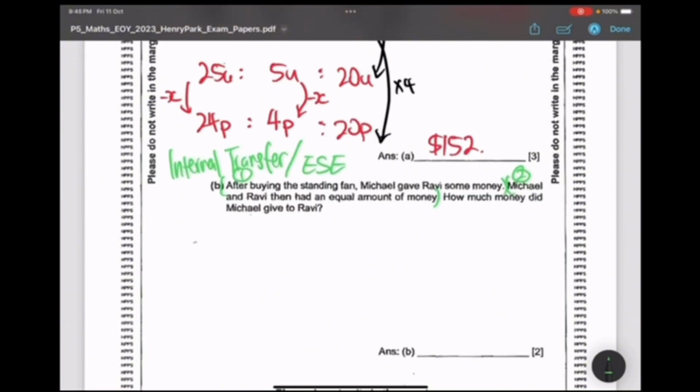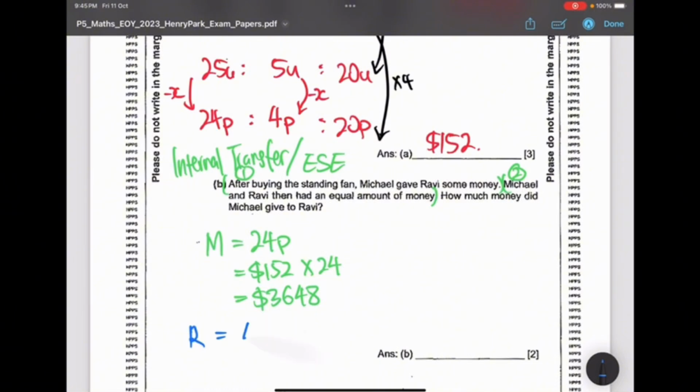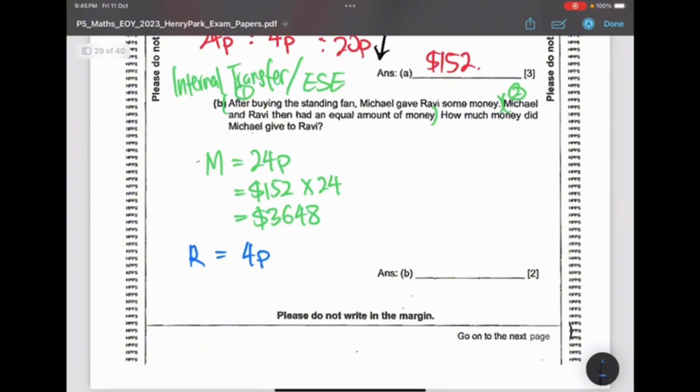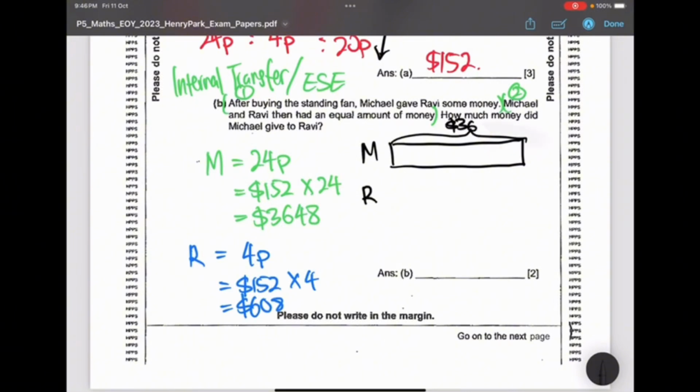What I want to do now is to find out how much Michael and Ravi have individually. From part A, I know that Michael ends up with 24 parts, which is simply 152 times 24, and that would give me $3,648. And as for Ravi, he has a total of 4 parts after he bought the fan, and that would be 152 times 4, which is $608. So now what I want to do is to draw my model. I have Michael and Ravi, Michael having a total of $3,648 and Ravi only having $608.